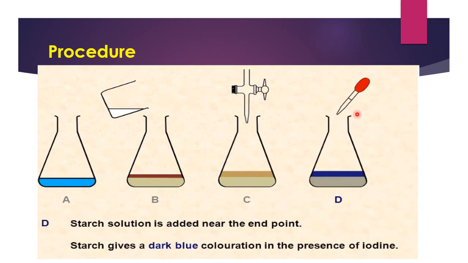The next step is to add the starch indicator. Starch solution or starch indicator is added near the end point. When we approach the end point, we add the starch. With the addition of starch, the solution changes color to a dark blue coloration. Why? Due to the presence of iodine, the color of the solution is blue, dark blue.